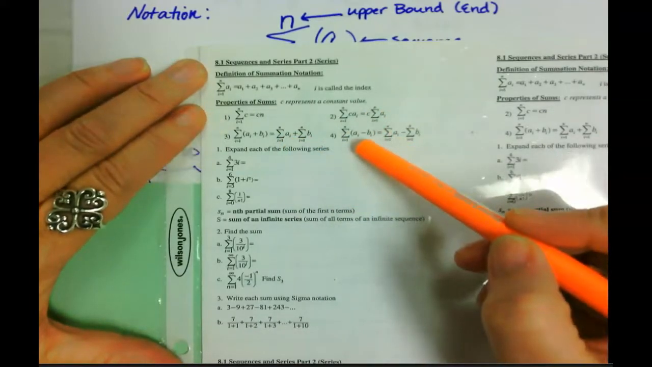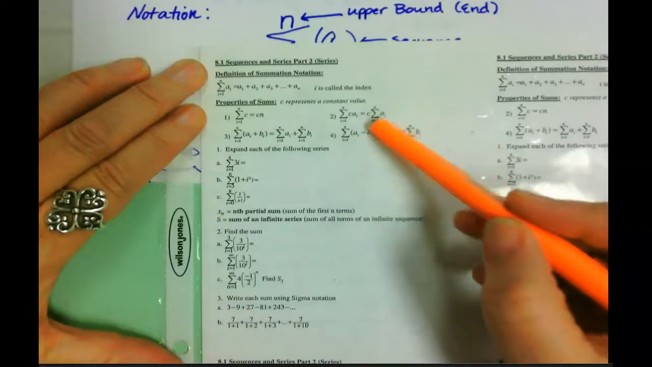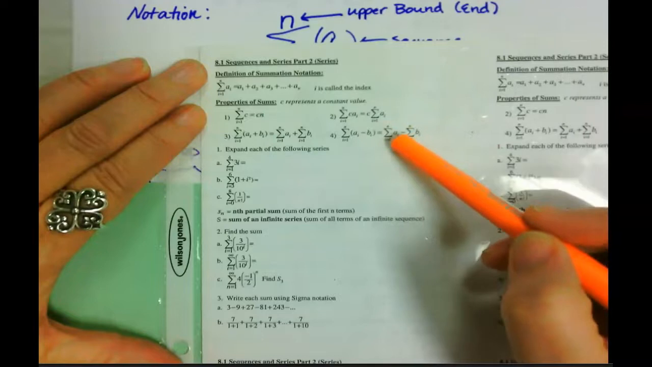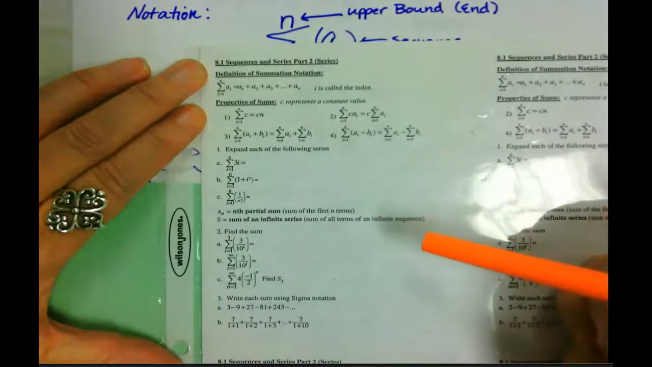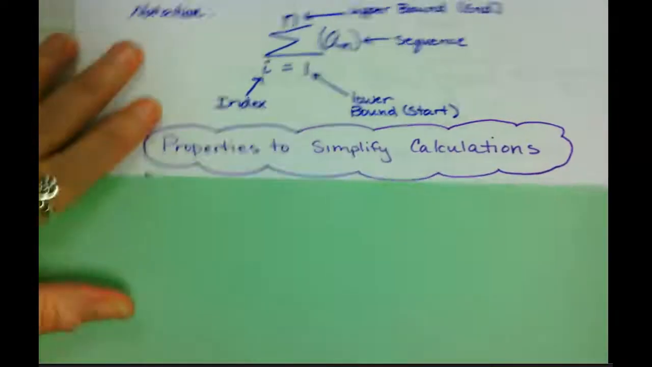Over here, same thing is true except it's subtraction. Do remember, subtraction is order specific, so we always need to evaluate the summation of A minus the second one, which is the summation of B. So we're going to work through these problems right here and wrap up everything you need to know about the beginning of sequence and series.